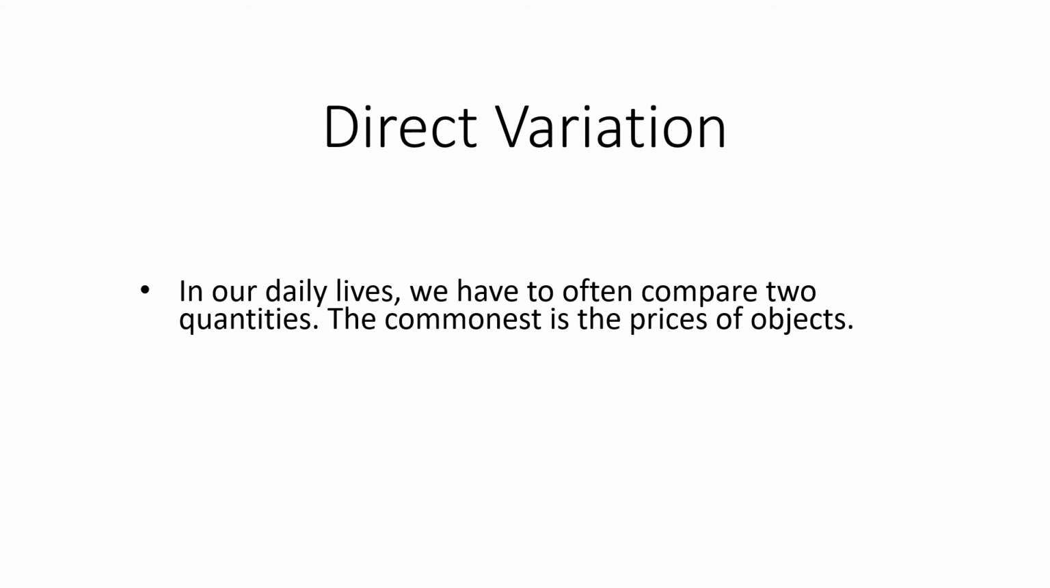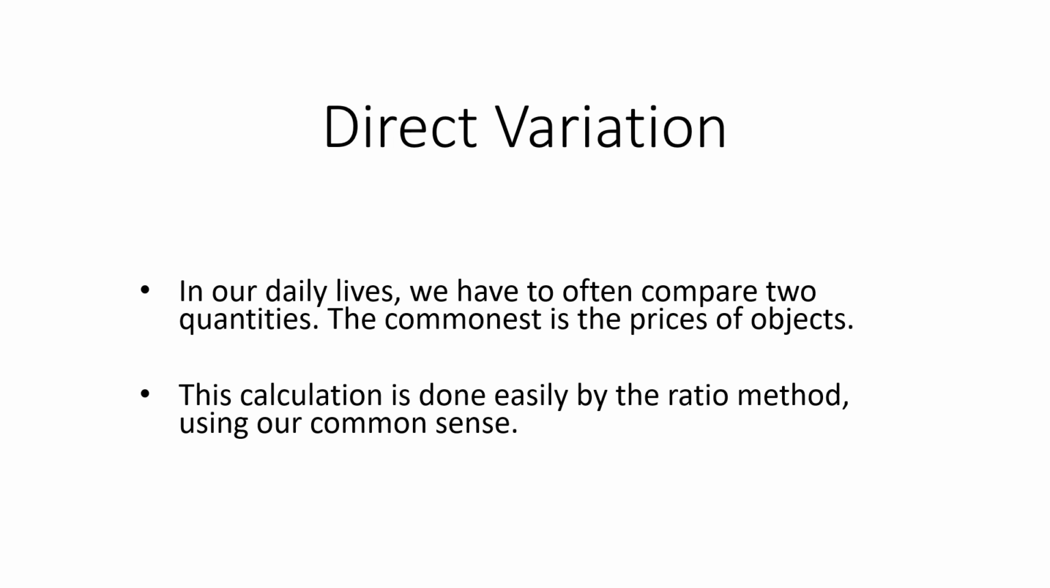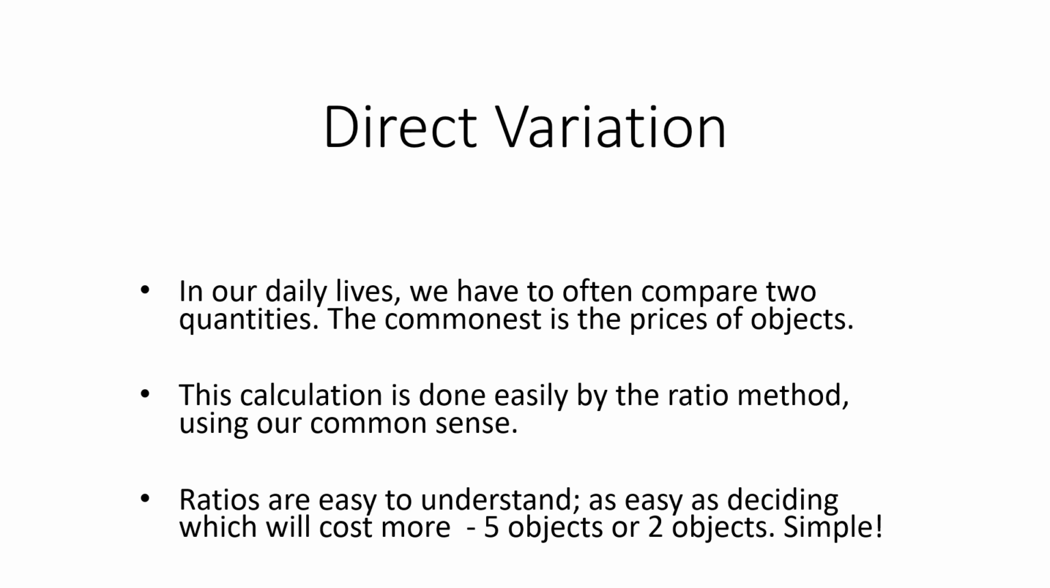Now, in our daily lives, we often have to compare quantities. The commonest is the price of objects, like 2 erasers will cost how much and 7 erasers will cost how much. The calculation is done easily by the ratio method using our common sense. Ratios are easy to understand, as easy as deciding which will cost more, 5 objects or 2 objects. Simple.